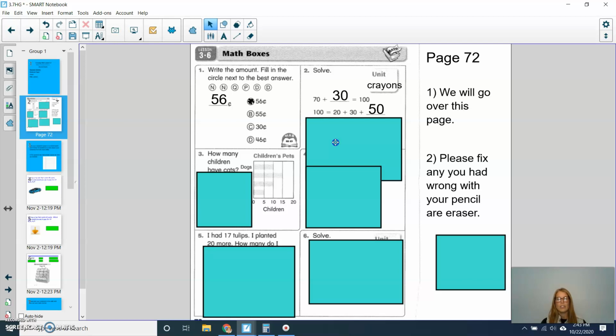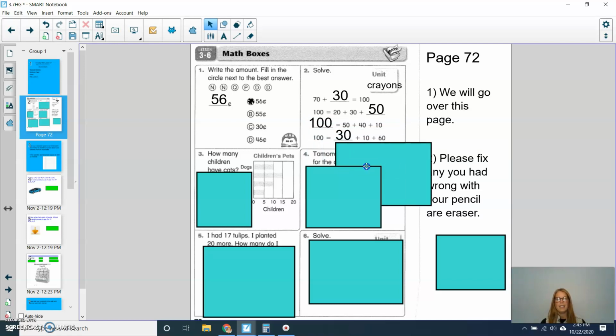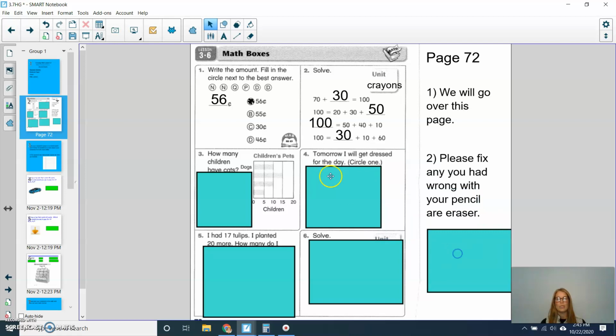I know that 100 equals 20 plus 30 plus 50. 100 equals 50 plus 40 plus 10, and 100 equals 30 plus 10 plus 60. And the unit that I used today was crayons. For question number 3, how many children have cats? And looking at my graph, I can see that 15 have cats.